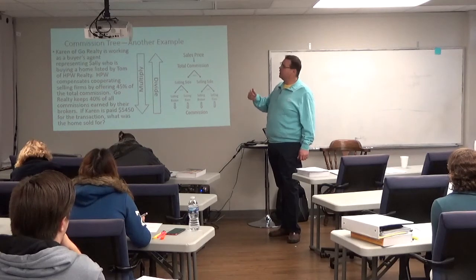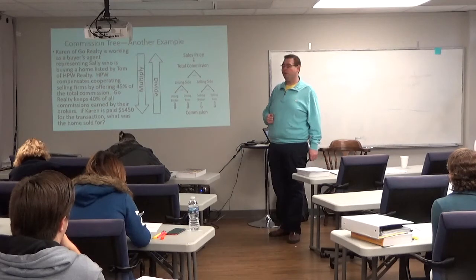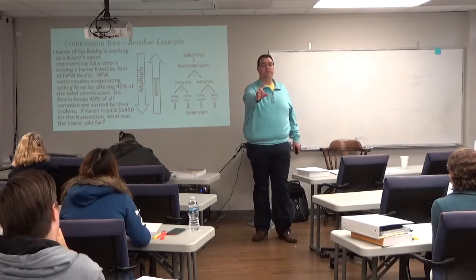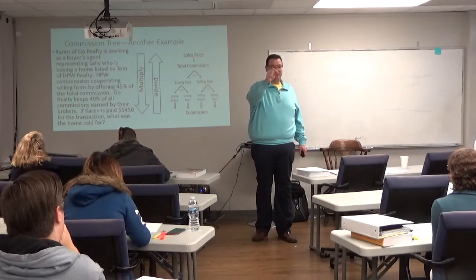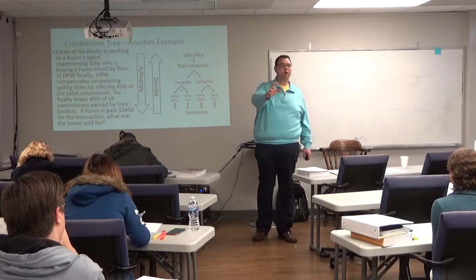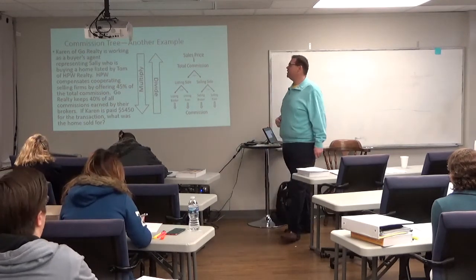If Karen, and again Karen is who? She's the selling broker, gets paid $54.50. So you're going to write that $54.50 right by Karen. So it's like selling broker Karen $54.50. It's all right there together. They're all the same person, right? Karen gets paid $54.50 for the transaction.